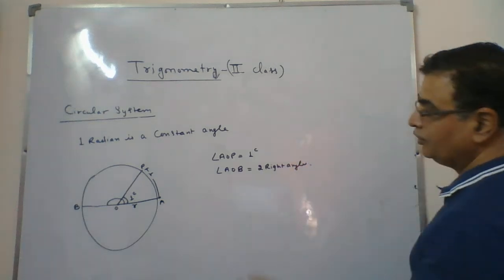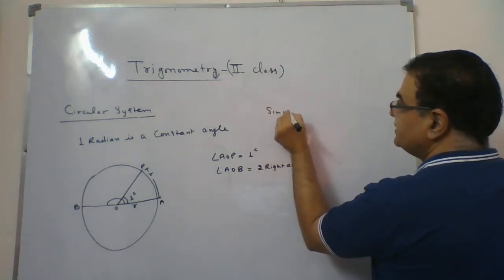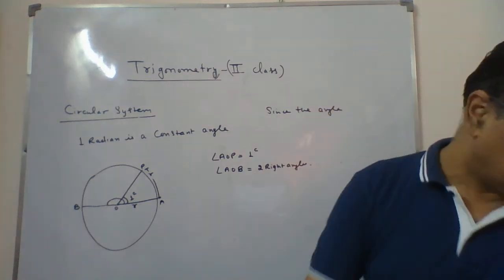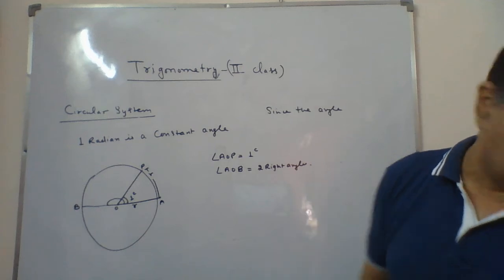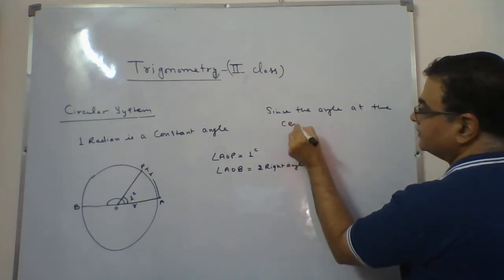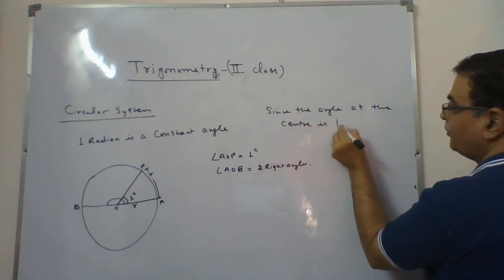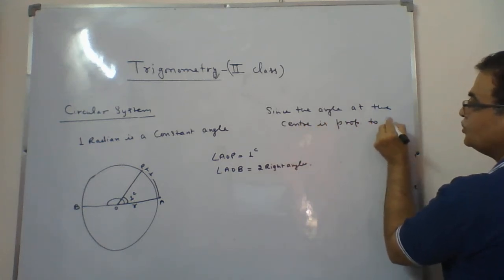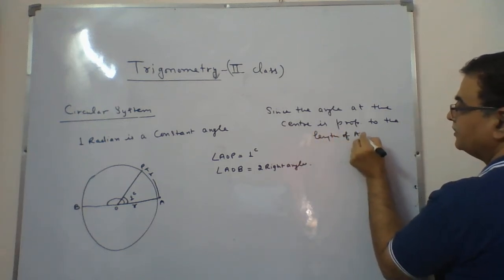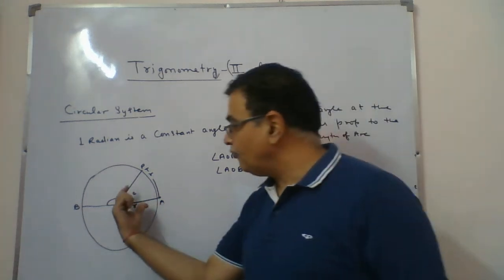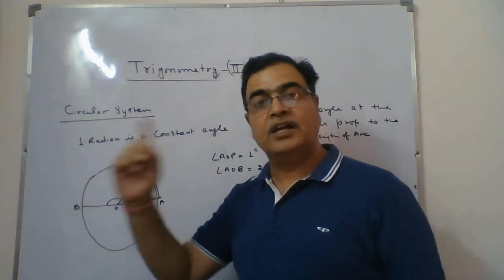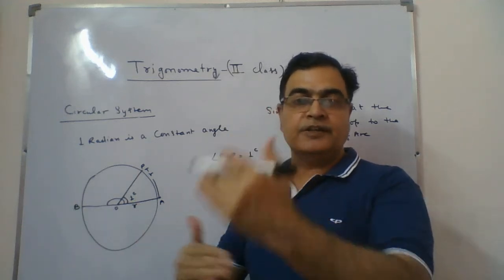Now we have one theorem. Since the angle at the center is proportional to the length of arc, it means if the arc length is less, the angle will be less. If the arc length is more, the angle will be more, and in the same proportion it is going to change.